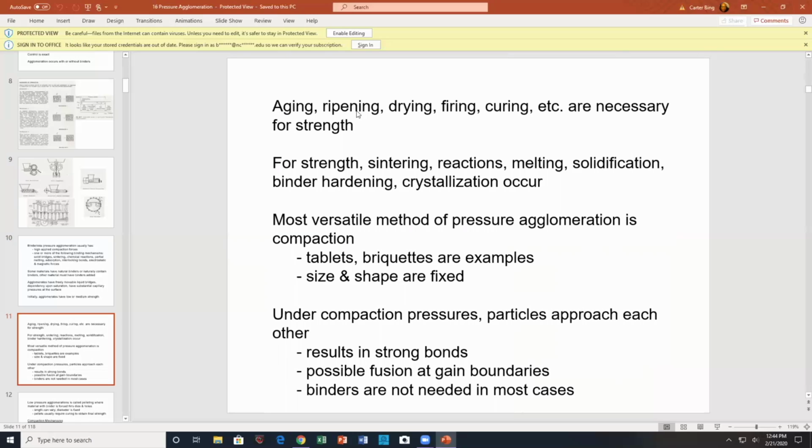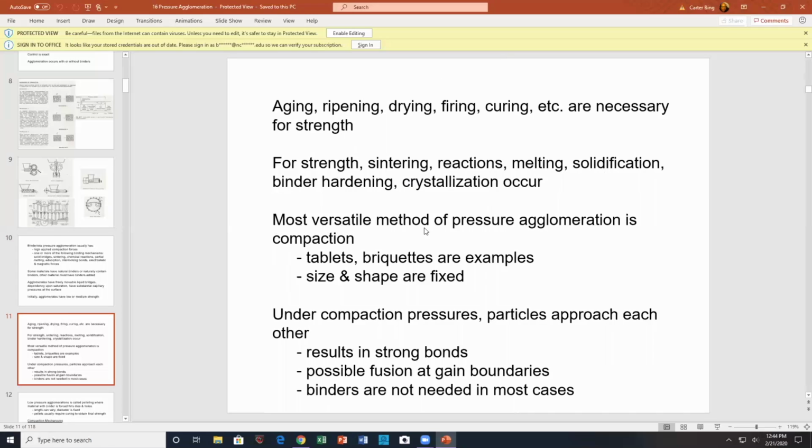So you may have to age it, ripen it, dry it, fire it, or cure it. This is necessary because the agglomerate initially isn't very strong, and so you cure it, and by curing it, you make it a lot stronger. Strength from sintering, chemical reaction, melting, saltification, all sorts of things can occur.